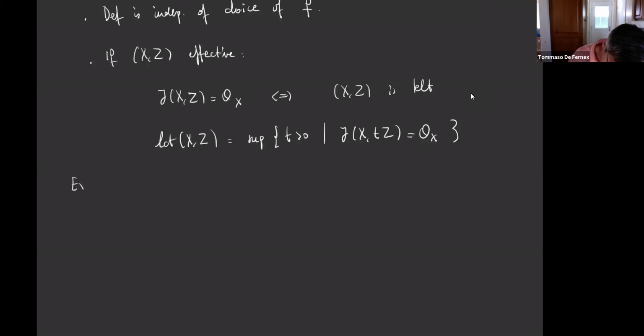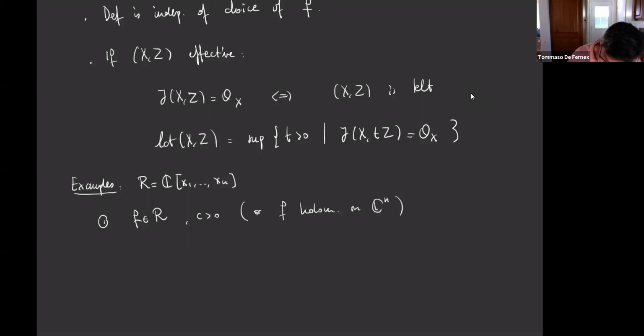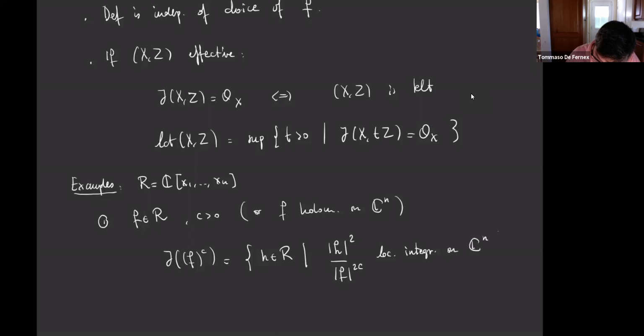So let me see some examples. Maybe you take R to be a polynomial ring here. So the first one, if I just pick a function, a polynomial, in fact a holomorphic function will also do, on C^n, then I can see the multiplier ideal. This is actually the original definition. I put the ideal J(f^c). This is simply all the polynomials h such that when I look at h divided by f, and I take a power 2 here and here divided by 2c, this is locally integrable on C^n.